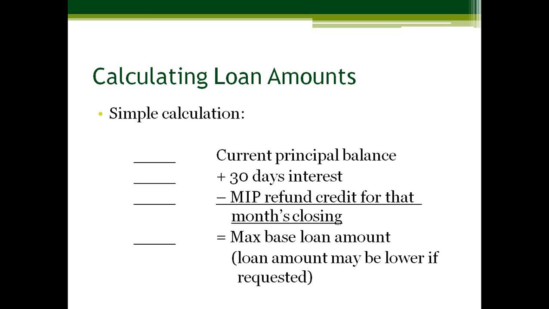So here's a simple calculation. You're going to take your current principal balance plus 30 days interest. You're going to subtract the MIP refund credit for that month's closing, and that's going to give you your max base loan amount. Loan amount may be lowered if requested, but keep in mind borrower will have to pay the difference if you are lowering the max base loan amount.